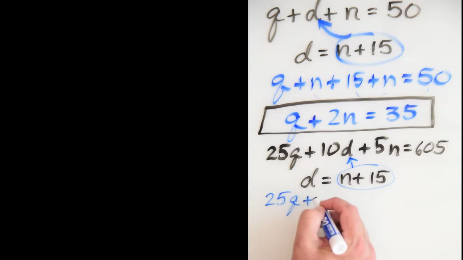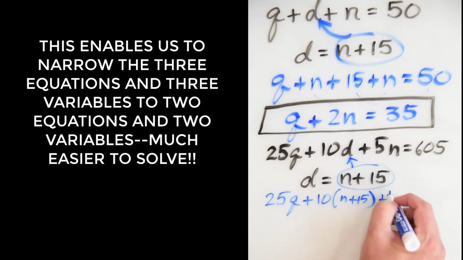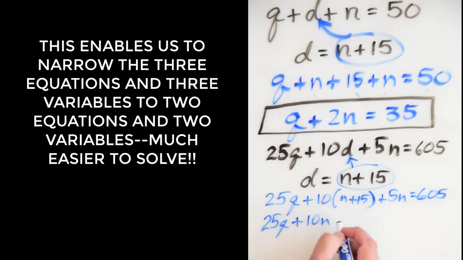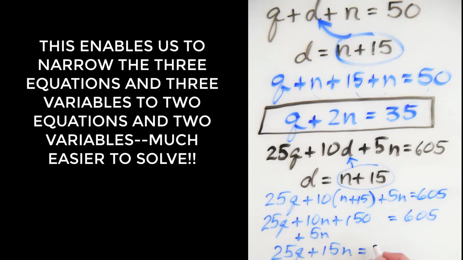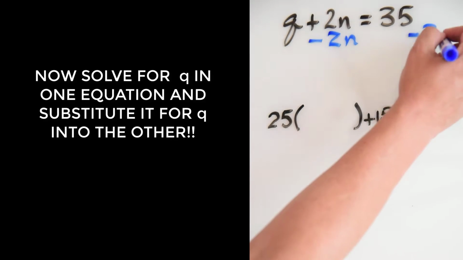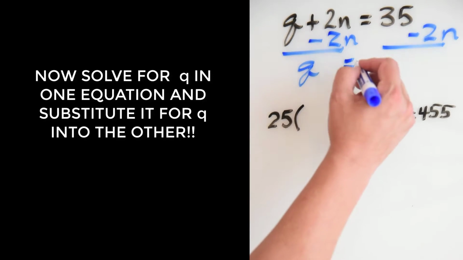But let's take the second equation, the value equation, and do it as well. Substitute in the N plus 15 for D, simplify it, and you can see now that we have another equation with just Q and N in it. So now instead of having three variables, we have two equations with two unknowns. That's a lot easier to simplify using, well, substitution in this case.